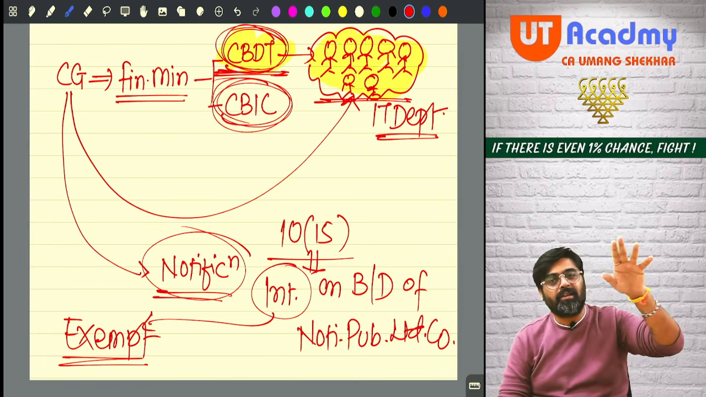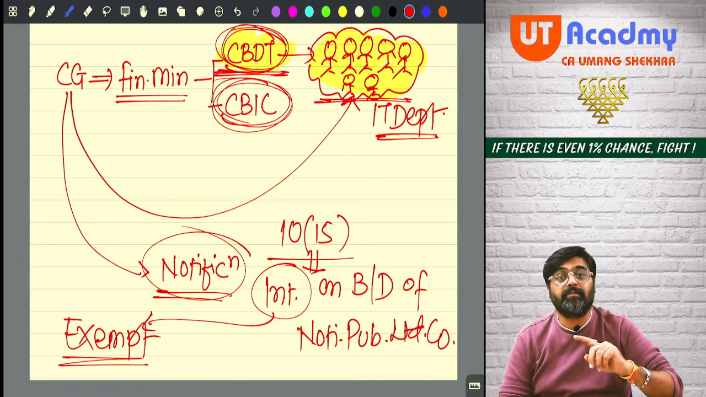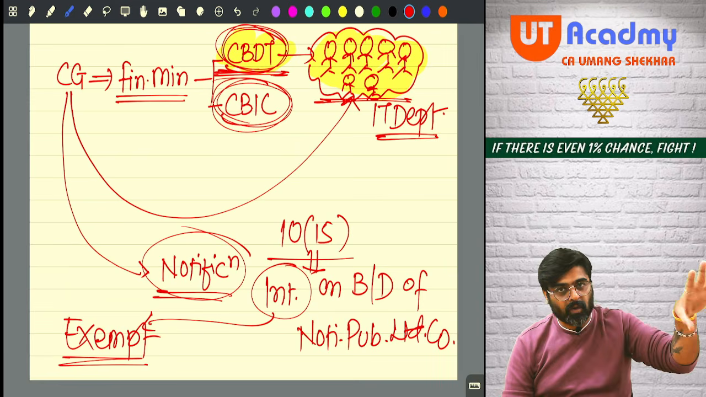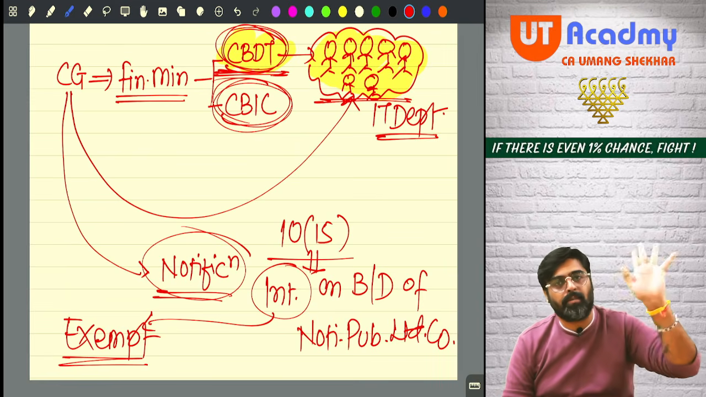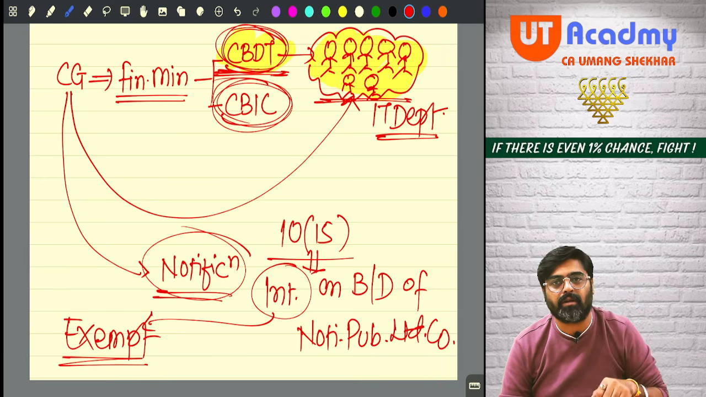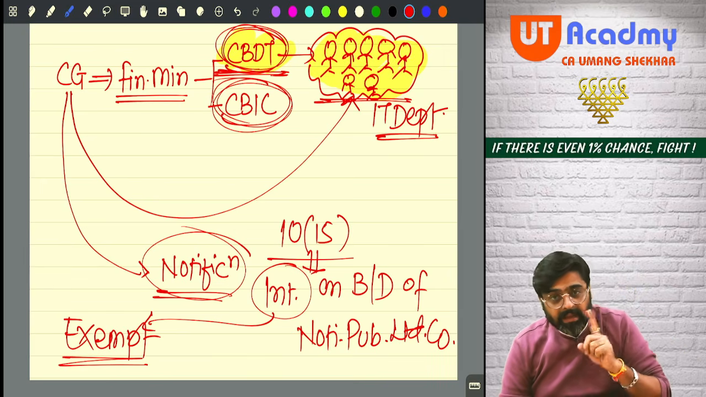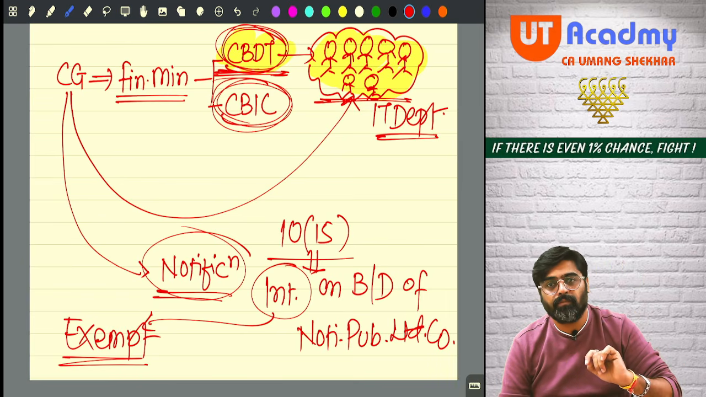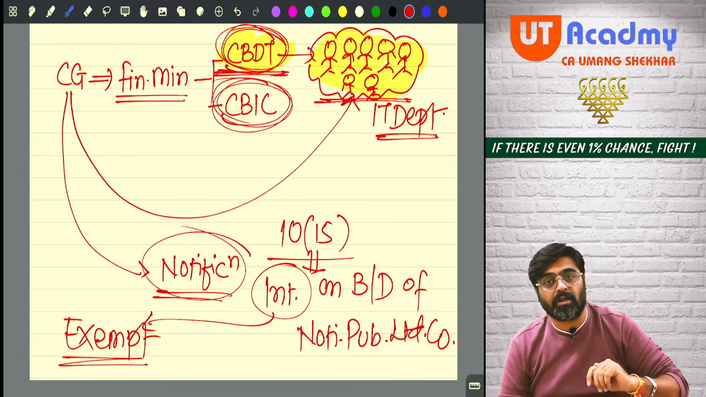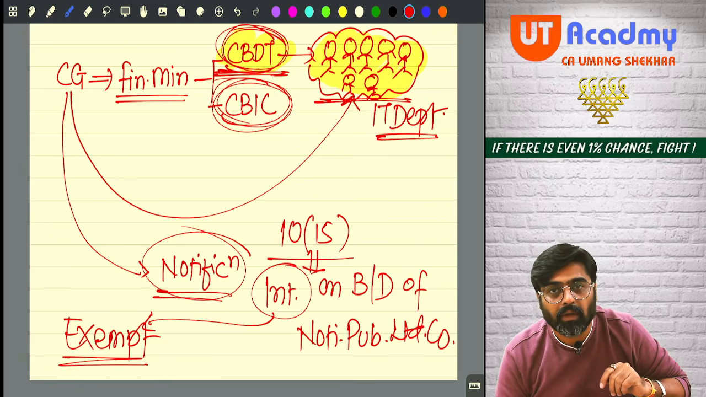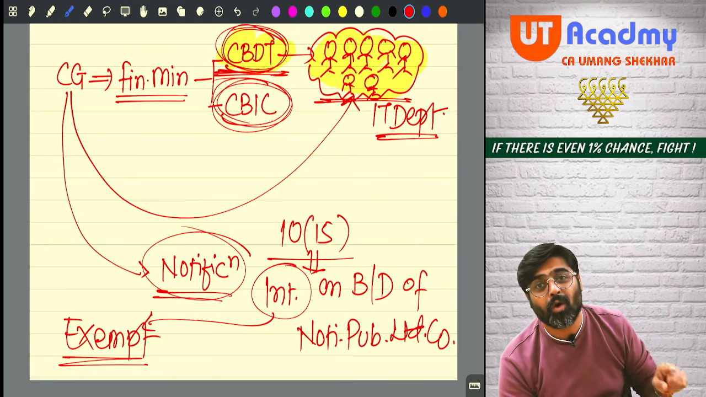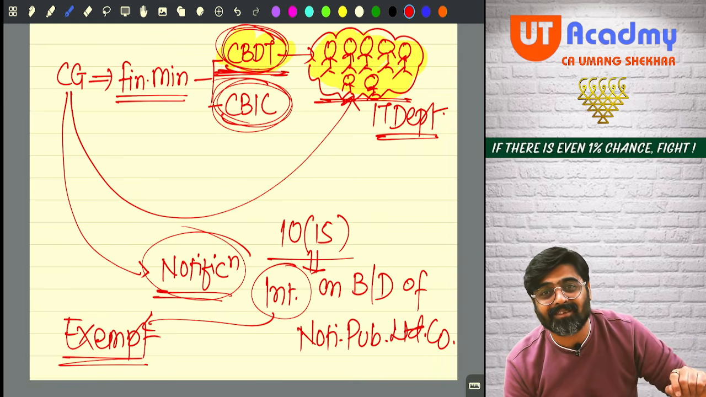So the provision is giving an exemption for interest. This provision says that this interest will not be taxable, this interest will be exempt. Which interest? The interest which you are earning from bonds or debentures of any company or notified public limited companies.